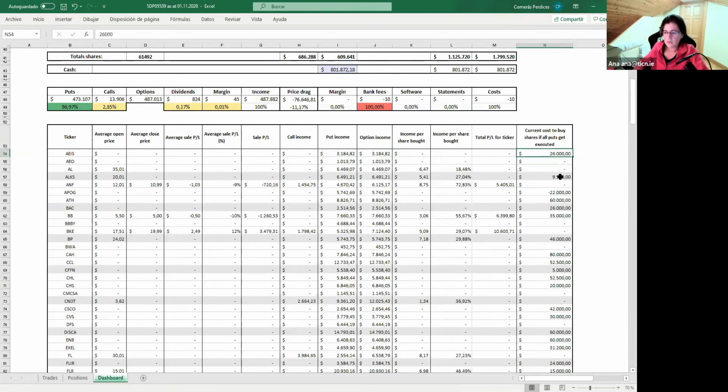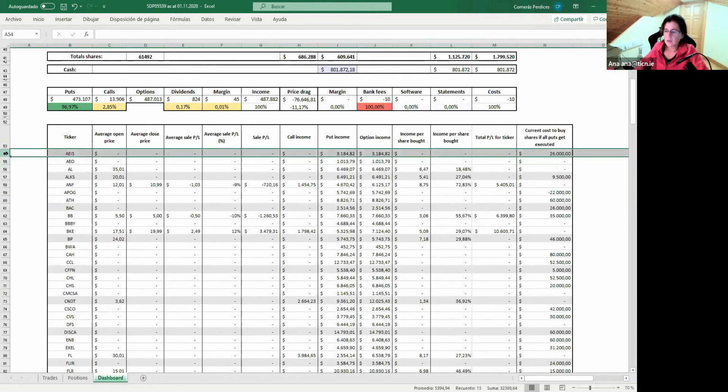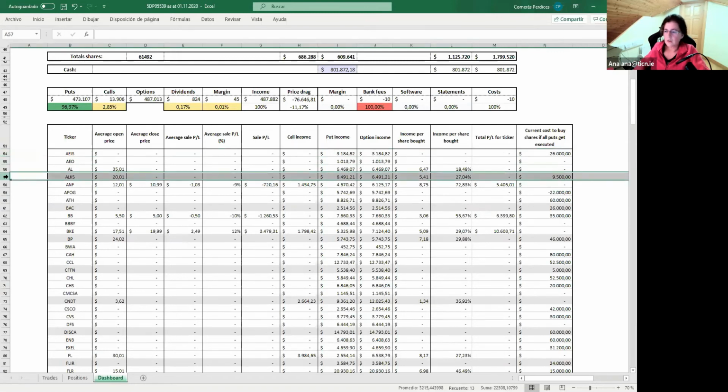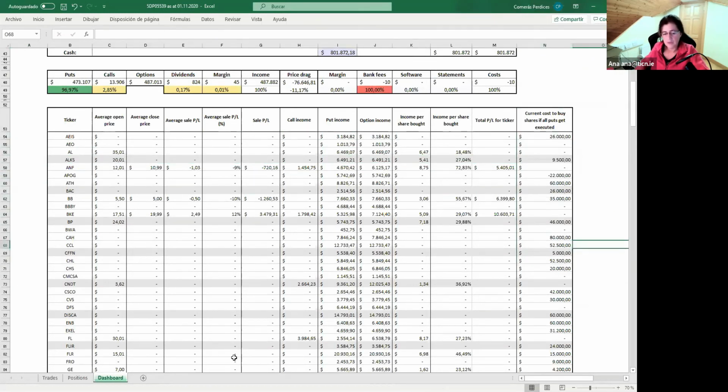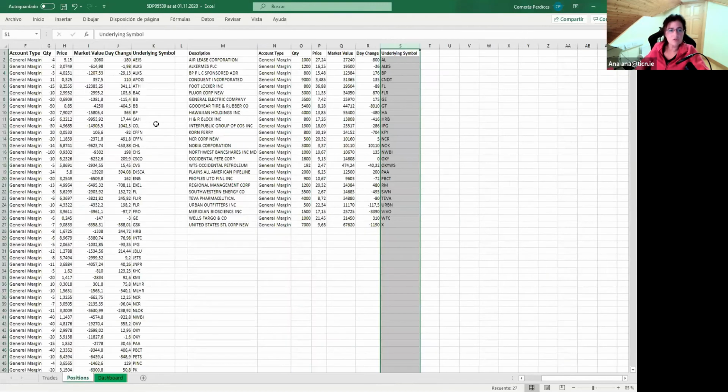So all these ones, all the puts that have a figure on the right hand side under this column here, that means that these puts are active. And remember, if you go to positions, we can see them here.